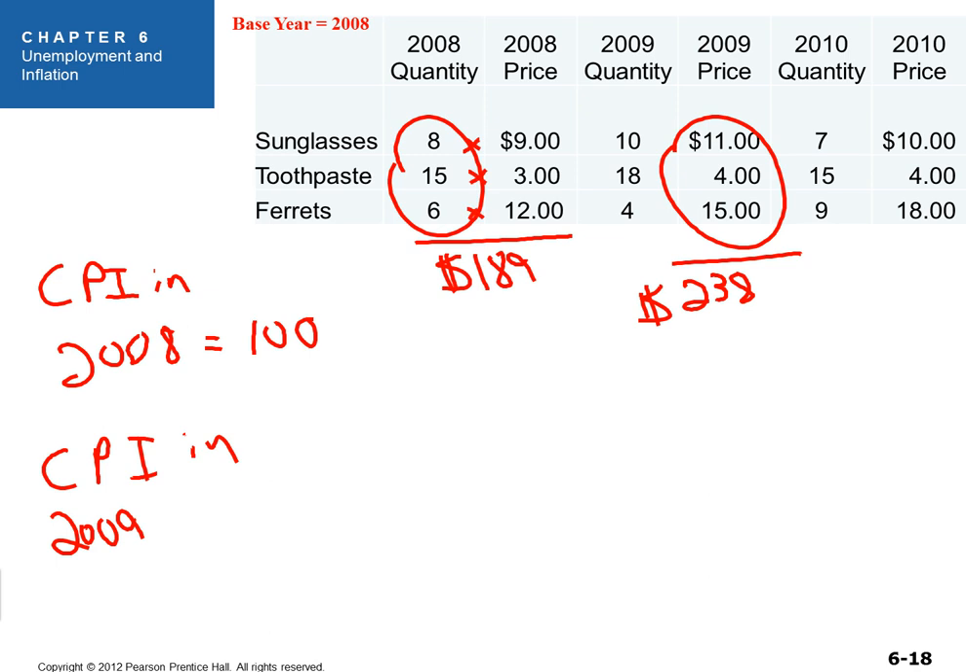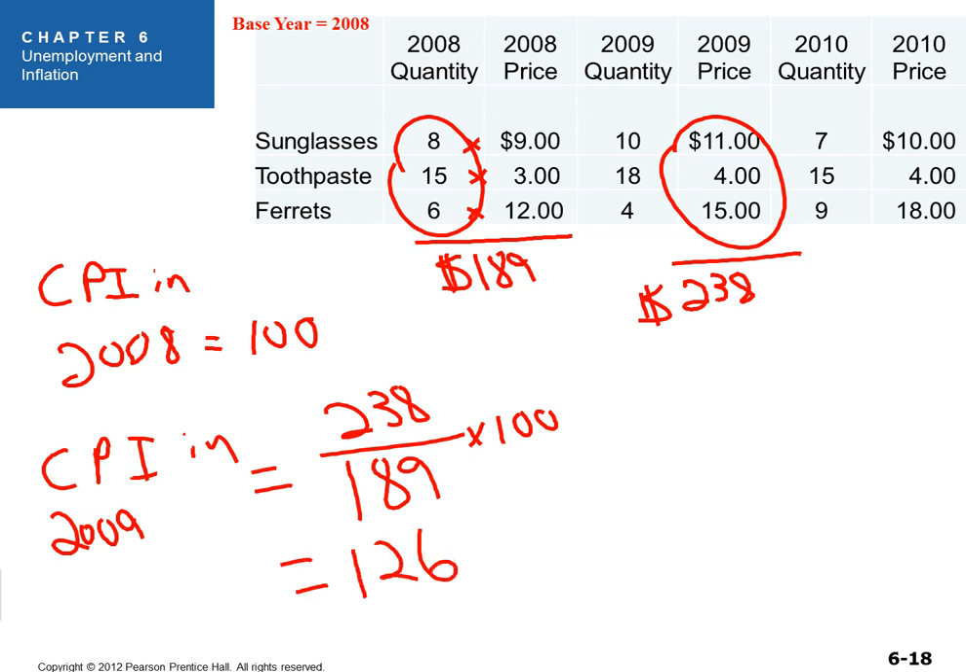So to calculate the CPI in 2009, all I have to do is take 238 divided by 189 and multiply by 100, and I'm going to get 126. Now, suppose you want to do it in year 2010. You want to find the CPI. Let's find the CPI in 2010.